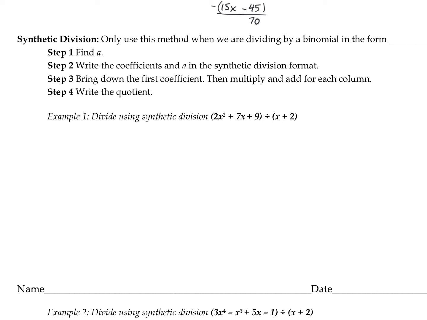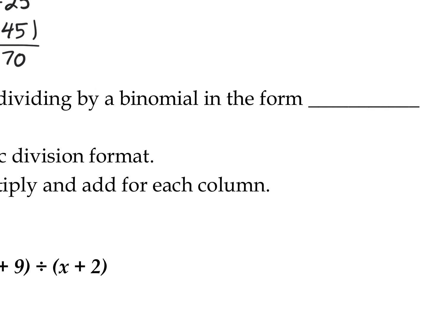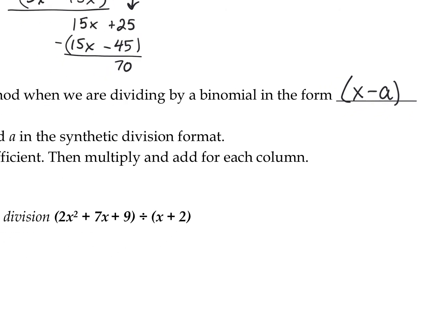It's called synthetic, honestly, just because of the way it looks. It's a lot stranger, less intuitive, and less familiar to what we've seen. We can only use this method when we have a binomial in the form x minus a. We have just regular old x minus or plus some value. We use minus a because our a value always has the opposite sign as what we see in the parentheses.